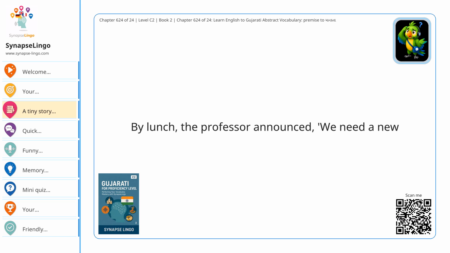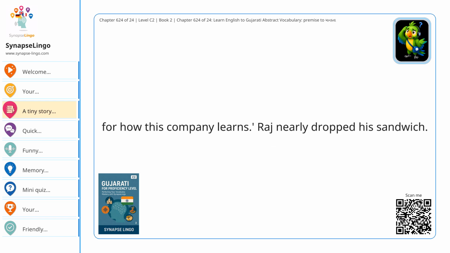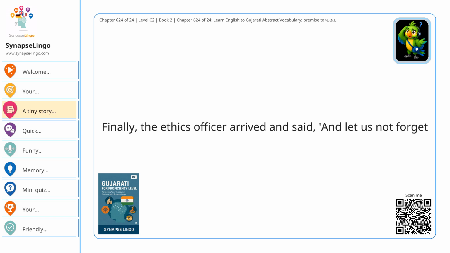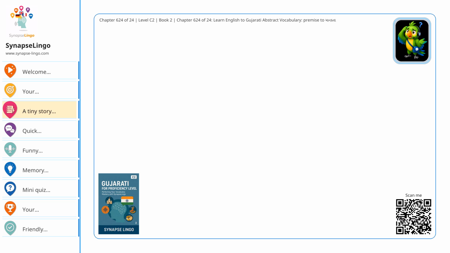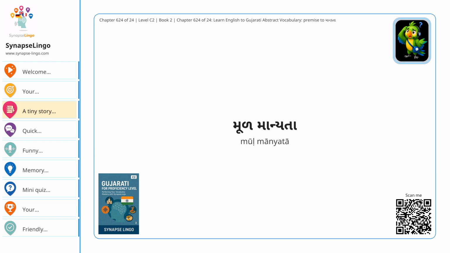By lunch, the professor announced, "We need a new પ્રતિમાન for how this company learns." Raj nearly dropped his sandwich. Finally, the ethics officer arrived and said, "And let us not forget માનકતા: rules, values, standards, proper conduct." Raj sat up straight and stopped eating chips during the presentation. At the end of the day, he whispered, "So the whole disaster came from one bad મૂળ માન્યતા." Single quote.